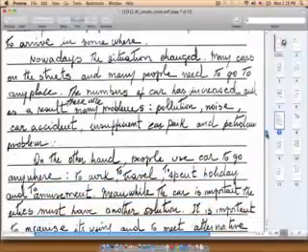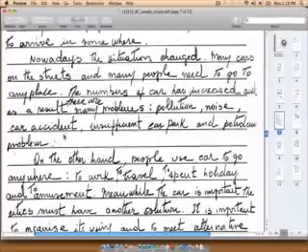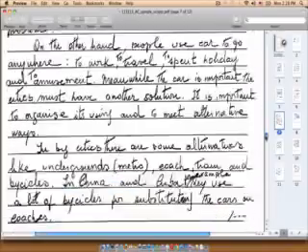"Nowadays, the situation changed. Many cars on the streets and many people need to go to any place. The numbers of car has increased, and as a result, there are many problems. Pollution, noise, car accident, insufficient car park, and petroleum problems." So this paragraph is just full of grammatical errors, missing plurals. Yeah, I'm very surprised the student actually scored a 6.